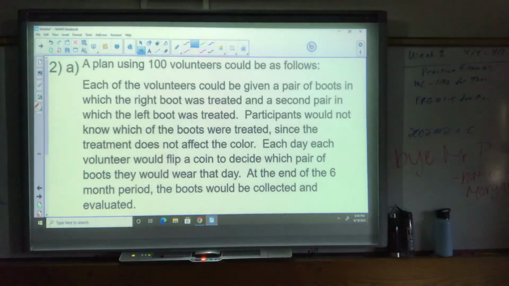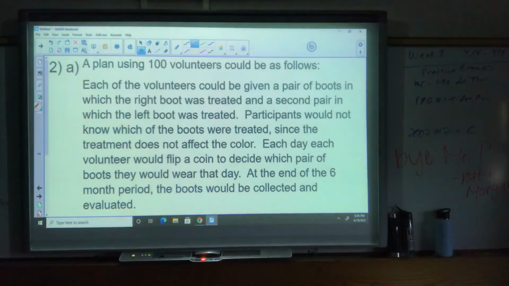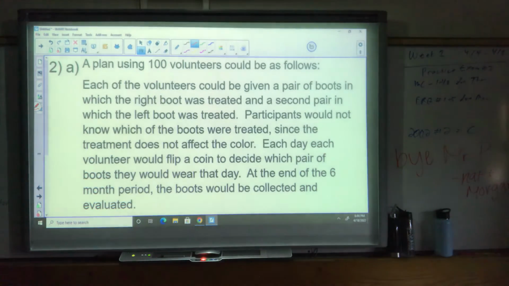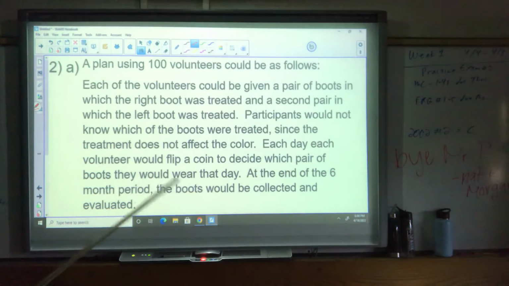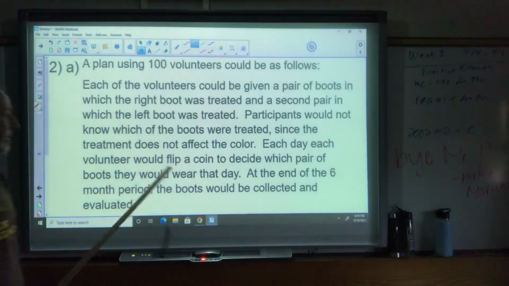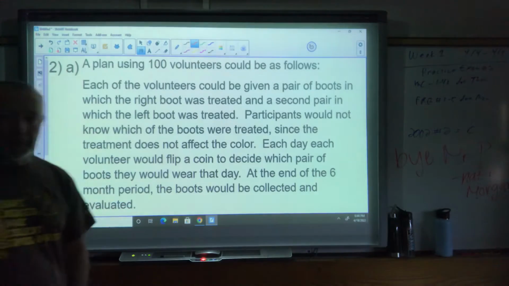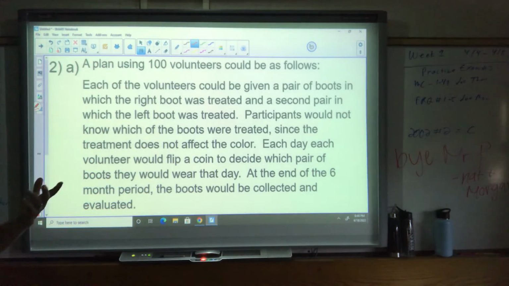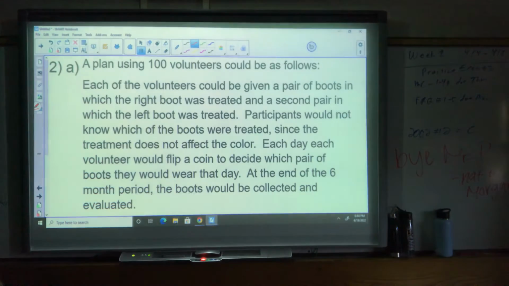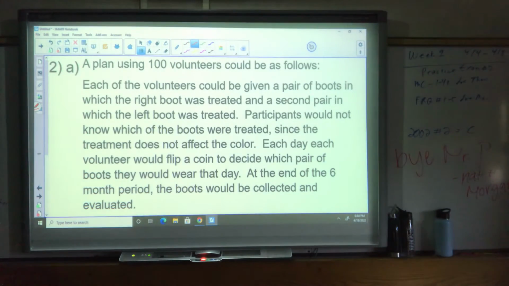Okay. Each of the volunteers would be given a pair of boots, in which the right boot was treated, and a second pair, in which the left boot was treated. Participants would not know which of the boots are treated, since the treatment does not affect the color. Each day, each volunteer would flip a coin. Okay, so some way you want to say that they're randomly selected, those boots, and how you would do that. So flipping coins is a really easy way to decide which pair of boots they would wear that day. At the end of the 6-month period, the boots would be collected and evaluated.